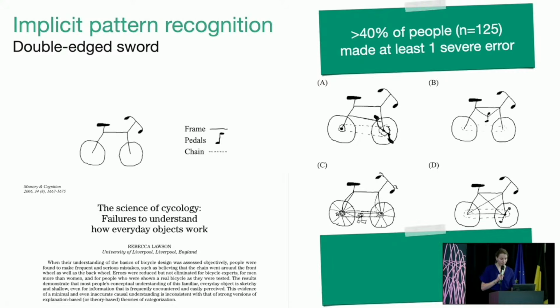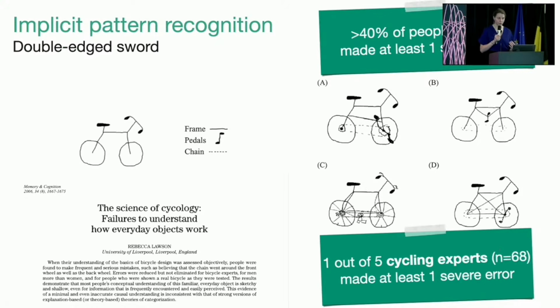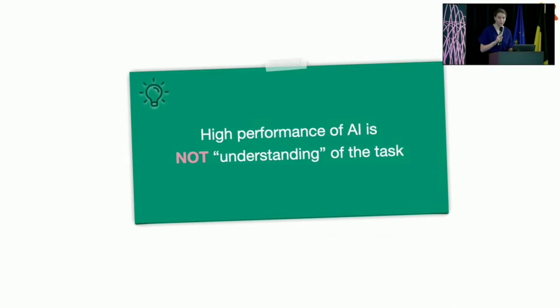But amongst those people, there were also cycling experts, almost 70 people, and every fifth made such an error on the first attempt, which is an illustration that when we recognize objects around us, that does not mean that we understand the functioning and the structural aspects of the object. And this is the first takeaway of our discussion today. Highly performant AI systems do not necessarily understand the task, do not understand the aspects of the task that we understand and that we would hope an AI system to understand. So based on performance alone, we cannot infer how much the AI system understands about the problem. And this is where a lot of risks and a lot of ground for failure arrives.